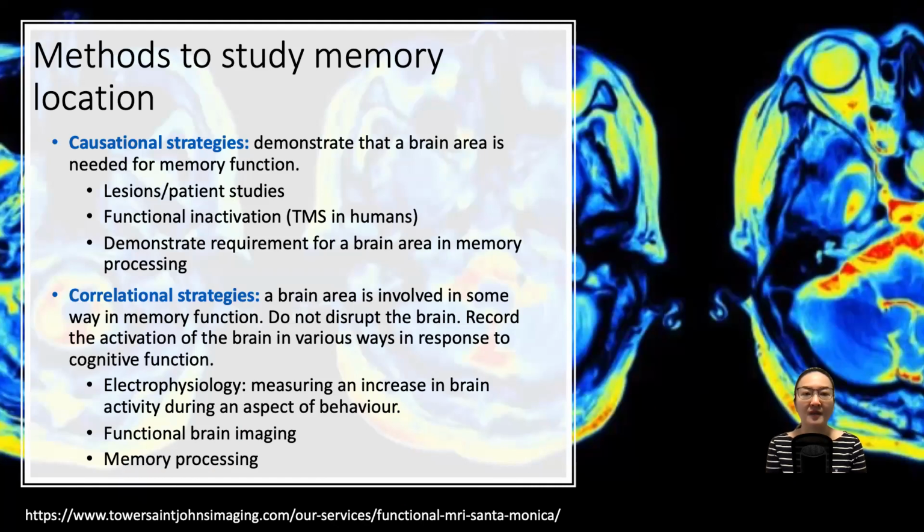Methods to study memory location. There are two methods here, causal strategies and correlational strategies. Causal strategies demonstrate that a brain area is needed for memory function. For example, lesions or patient studies, functional inactivation, and TMS in humans demonstrate a requirement for a brain area in memory processing. Correlational strategies show a brain area is involved in some way in memory function. They do not disrupt the brain. Record the activation of the brain in various ways in response to cognitive function. For example, electrophysiology, measuring an increase in brain activity during an aspect of behavior, functional brain imaging, and memory processing.